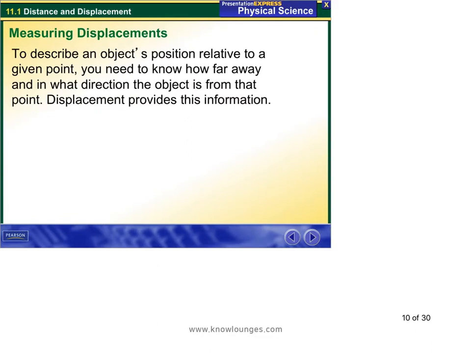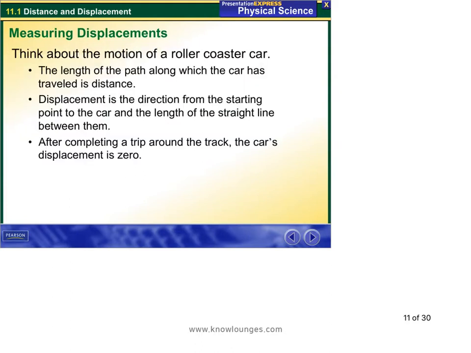To describe an object's position relative to a given point, you need to know how far away that is and what direction it is. Displacement provides that information, both a distance and a direction. Here we have the motion of a roller coaster car. The length of the path which the car has traveled is the distance. Displacement is the direction from the starting point of the car and the length of the straight line between them. After completing a trip around the track, the car's displacement is 0.